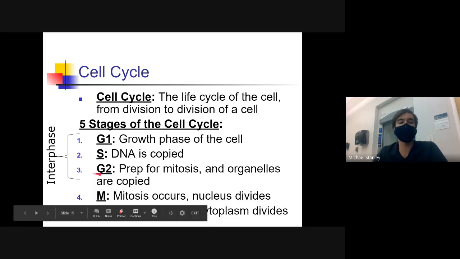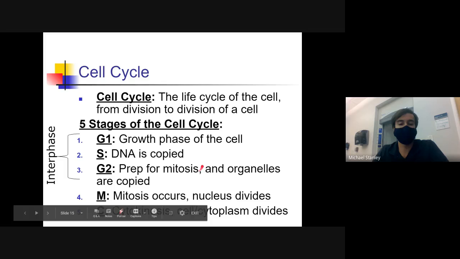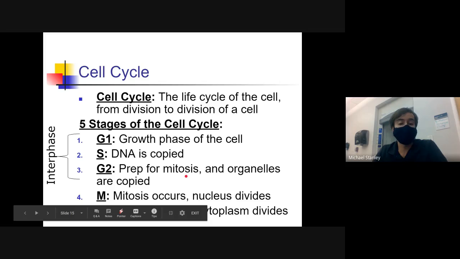G2 is the next stage. This is where the cell starts growing again, but it's growing because it's getting ready to divide. We'll talk about it more in a second, but the actual process of cell division is normally called mitosis. So we're getting ready for mitosis, for splitting our cell, and we're copying all of the little structures inside of the cell, which are called organelles.